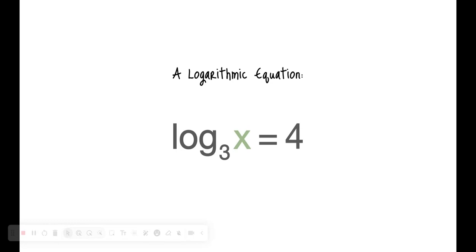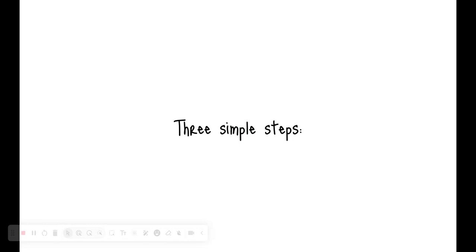Now that we've reviewed the key concepts, let's get into what a logarithmic equation is. Well, whenever the variable x is a part of the argument in a log, then you know that you have a logarithmic equation on your hands. Here are 3 simple steps on how to solve it.